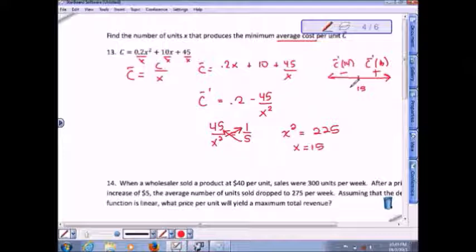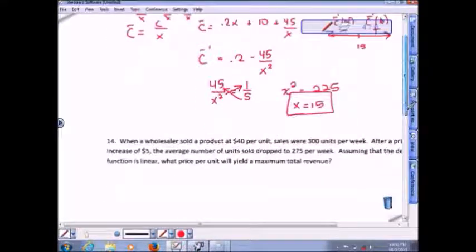So it means that the graph is decreasing on that interval, but now it's increasing on that interval, so this relative extreme here is indeed a minimum. Okay. And the question was asking find the number of units x that produces the minimum average cost. It wasn't asking for the actual average cost. So x equals 15 is the answer.